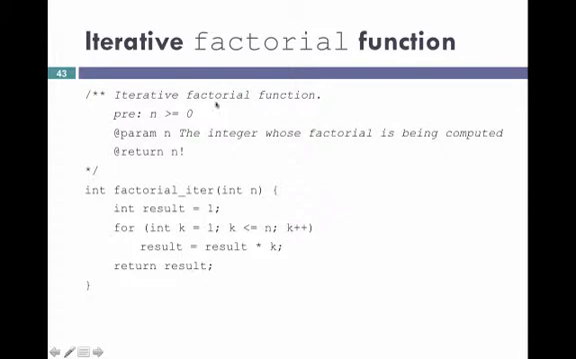So here's an iterative factorial function. And we have a precondition that n is greater than or equal to 0. So here's our factorial iterative. It takes an input parameter n, sets a temporary result equal to 1, and then for k equals 1, k less than or equal to n, k plus plus, the result is equal to the result times k, and we return the result.